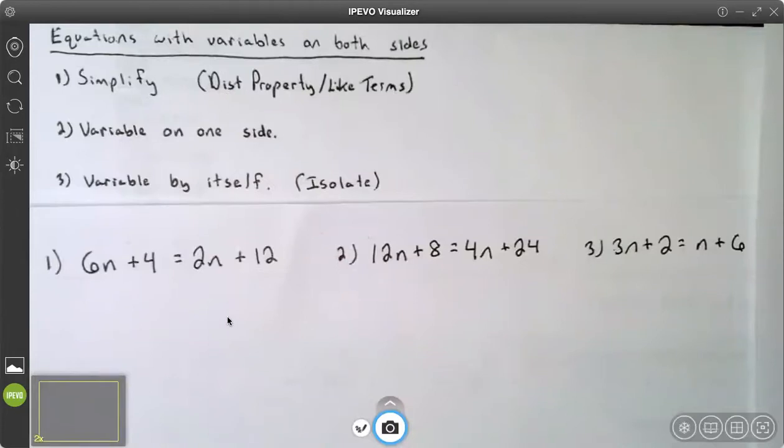So there are 3 steps to solving equations: simplify, variable on one side, variable by itself. Right now, we're going to focus on steps 2 and 3. Get the variable on one side first, then get it by itself.